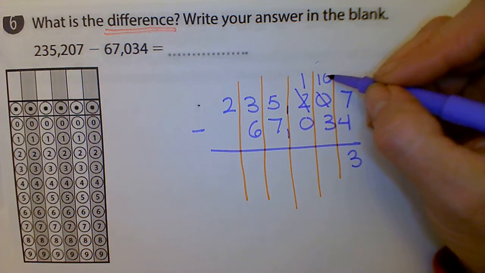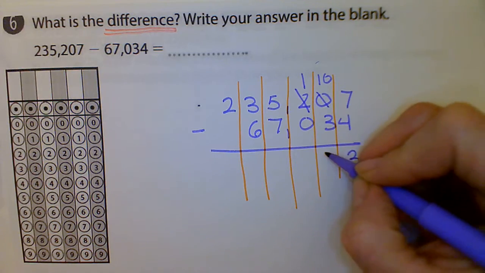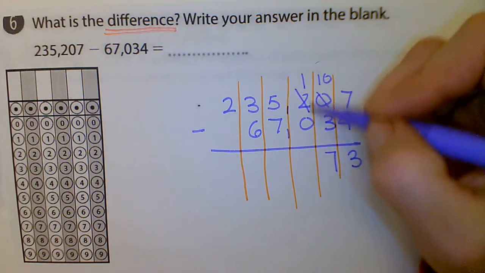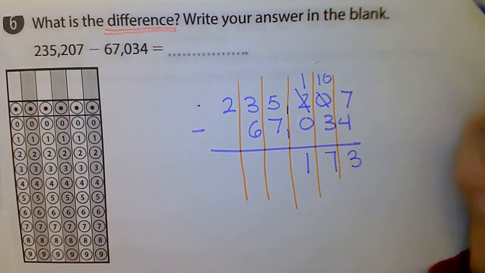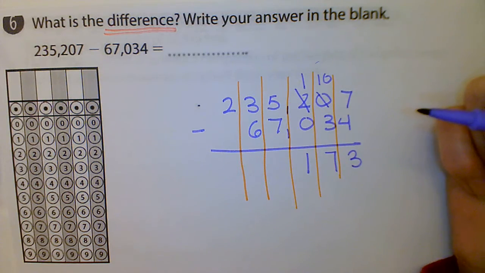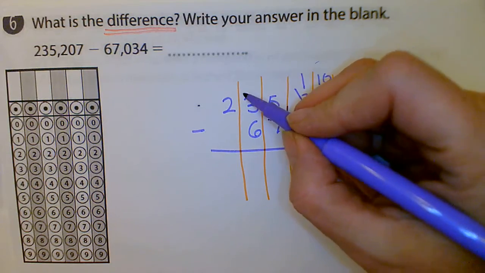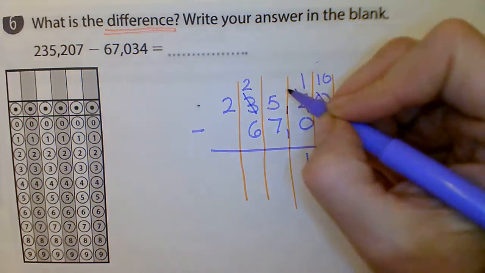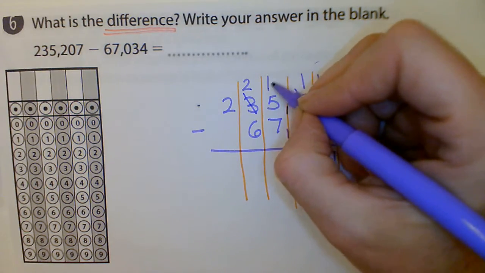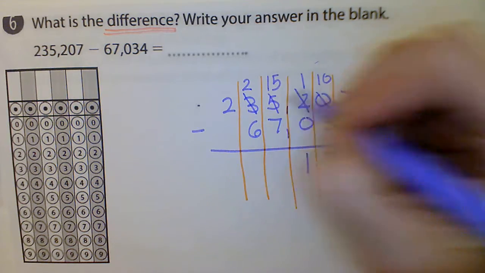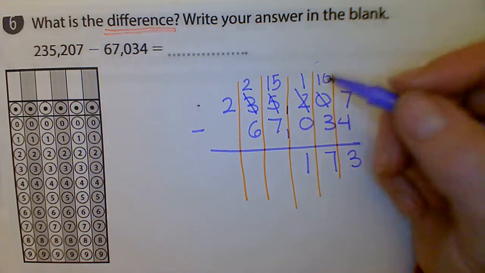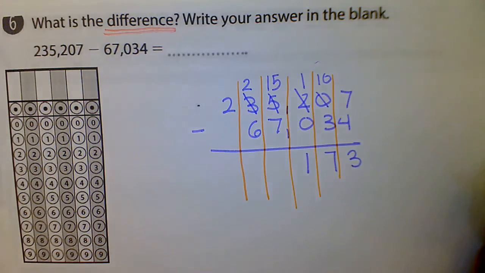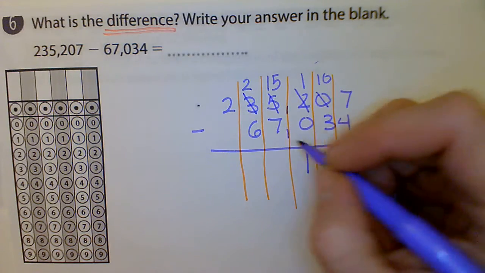All right, so now we have 10 minus 3 is 7. 1 minus 0 is 1. 5 minus 7 I can't do, so 5 says, hey, 3, can you help me out? And 3 says, sure, I will regroup and become 2. I'll send 1 over, but that becomes a 10. We already have 5, so 5 becomes 15. 15 minus 7 is going to give us 8.